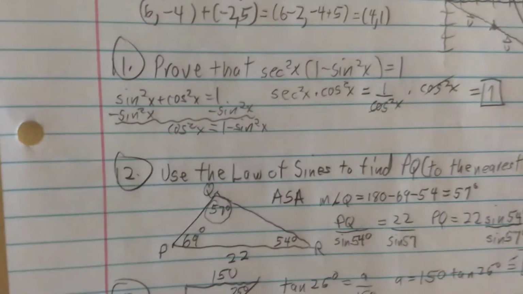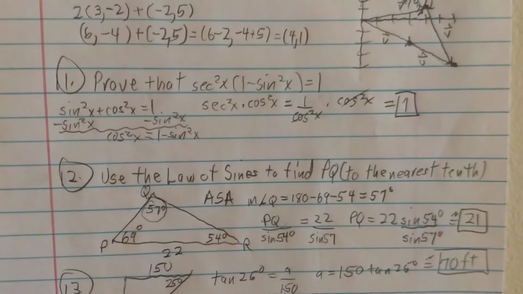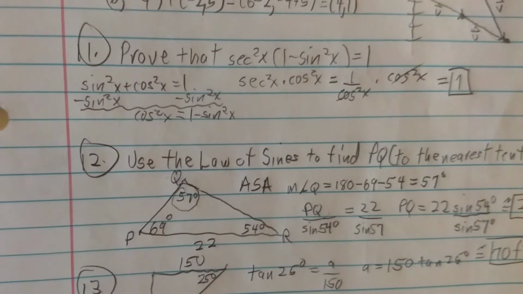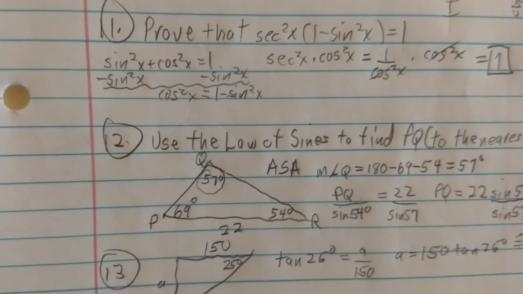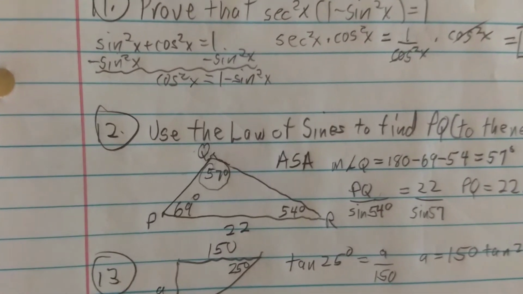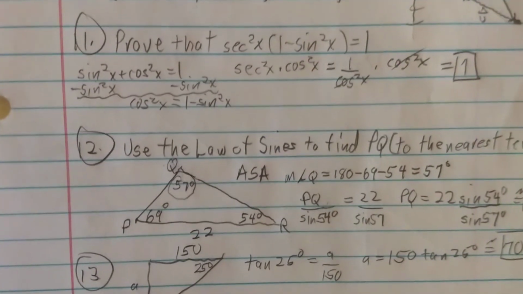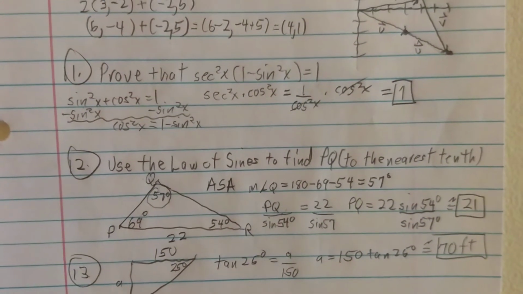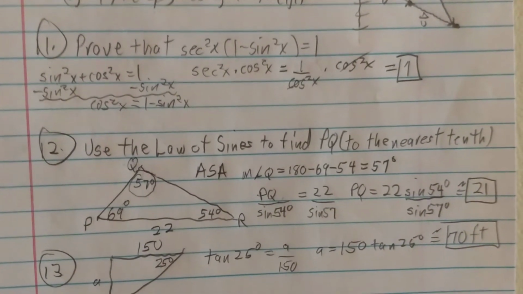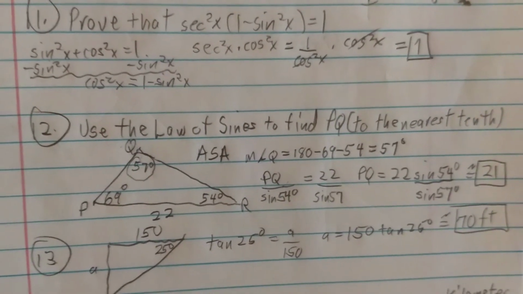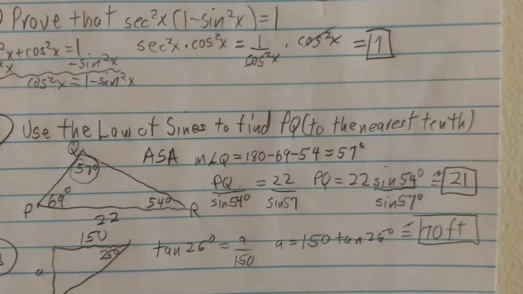Now for 11, prove that secant squared times (1 minus sine squared) equals 1. Well, remembering this, it's been a little while, but sine squared plus cosine squared equals 1 is our fundamental identity. And when we subtract sine squared from both sides, we get what we want here, which is cosine squared equals 1 minus sine squared, which I can substitute for the 1 minus sine squared above, and get secant squared times cosine squared, which are reciprocals of each other. So secant squared is 1 over cosine squared, times cosine squared, equals the 1 that we were asked to demonstrate.